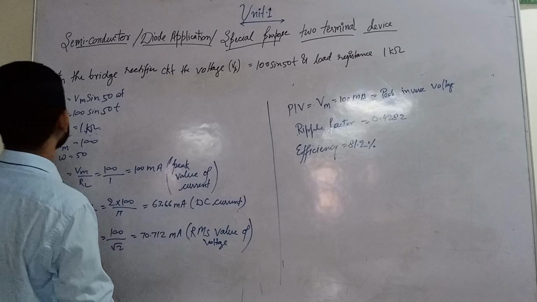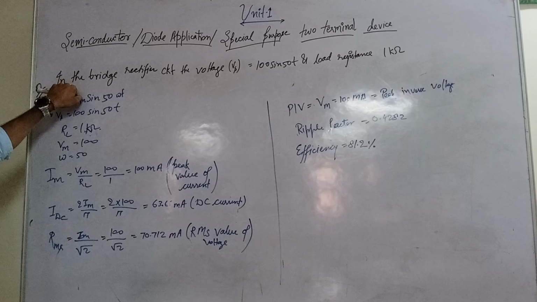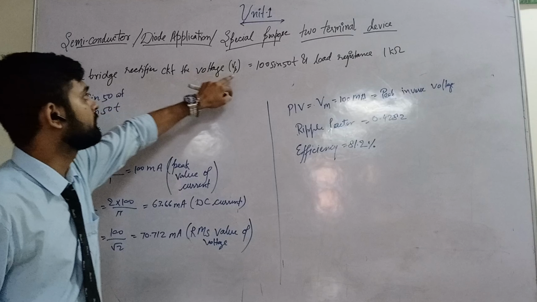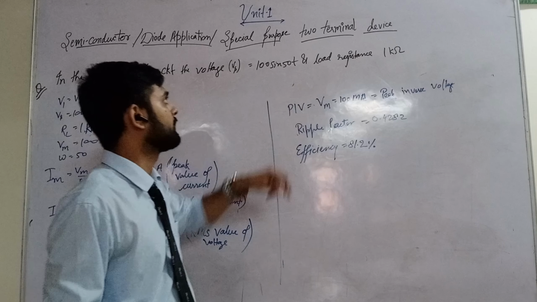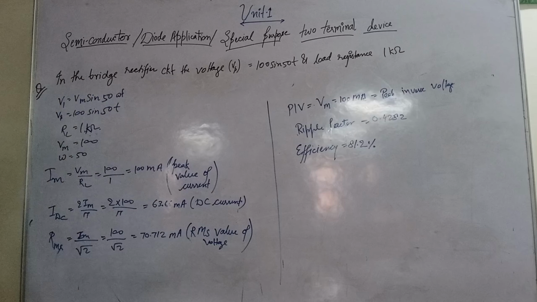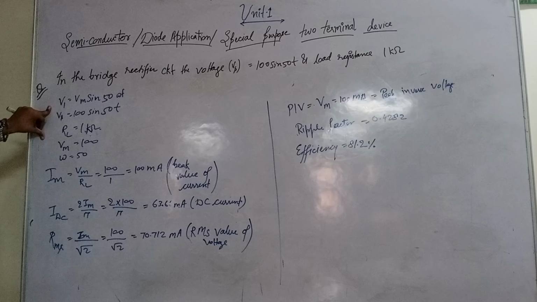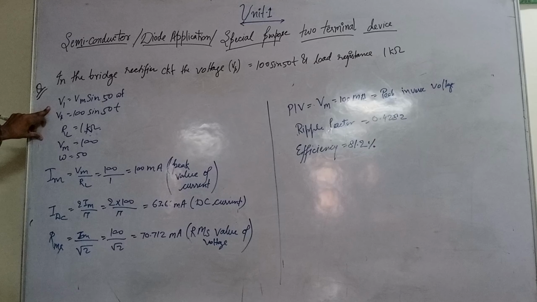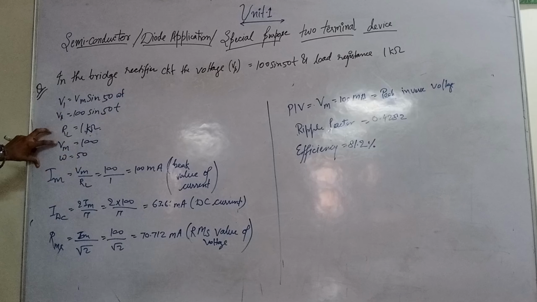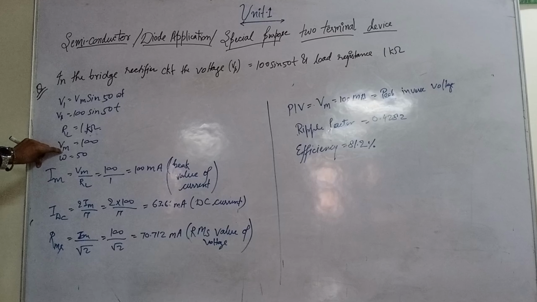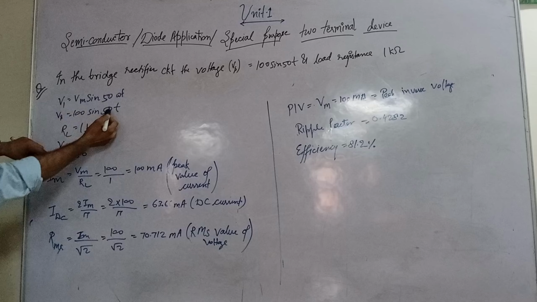Now we proceed to the question. In the bridge rectifier circuit, the voltage Vs is equal to 100 sin 50t and the load resistance is 1 kilo ohm. Now we solve this. Vs is equal to Vm sin omega t. Vs is equal to 100 sin 50t. R load is equal to 1 kilo ohm. Vm is equal to 100. Omega is equal to 50.